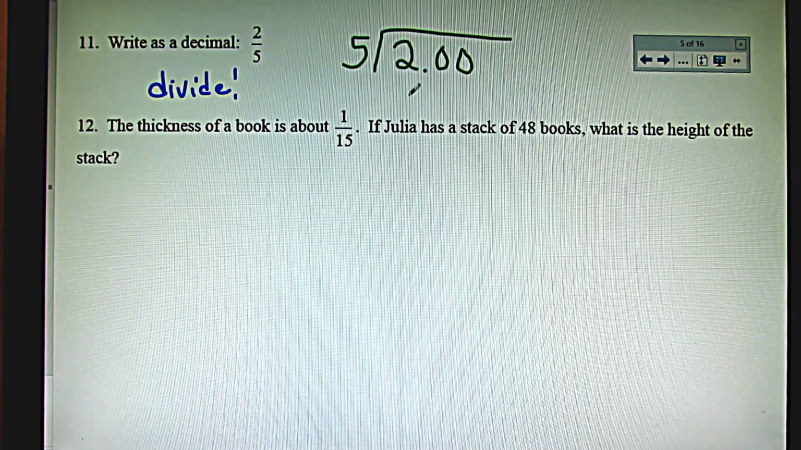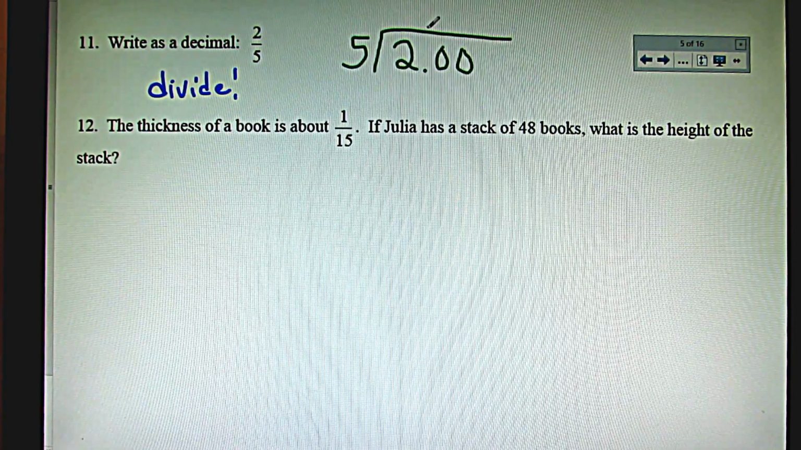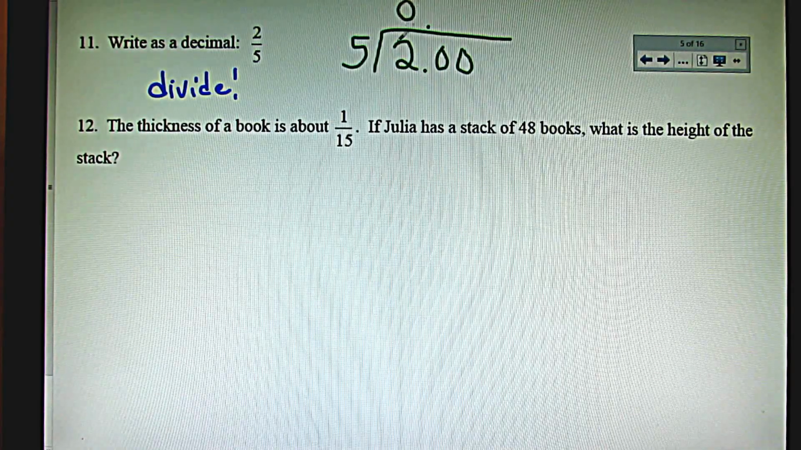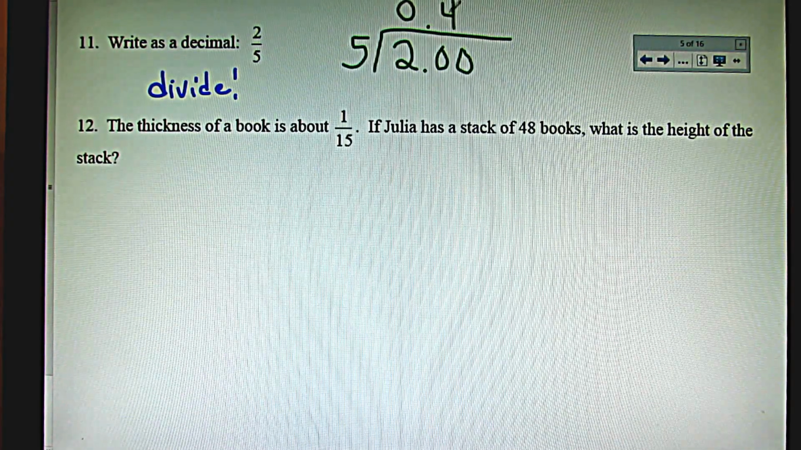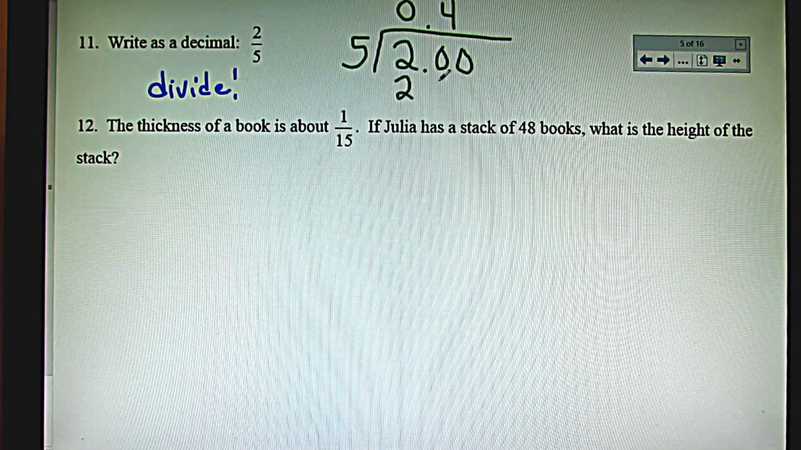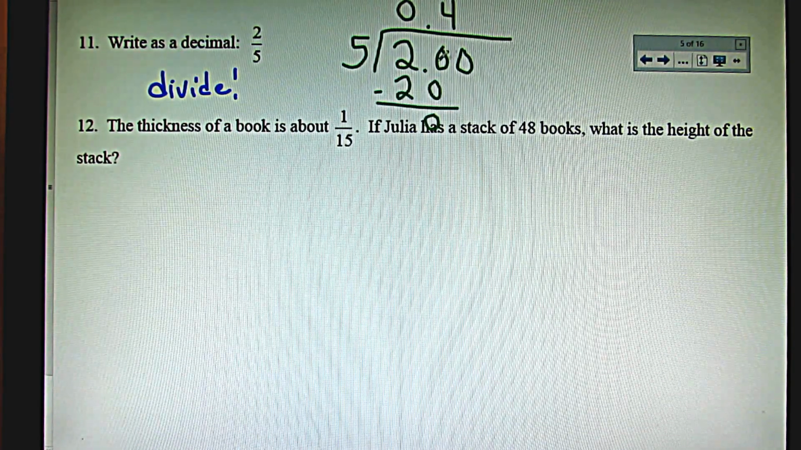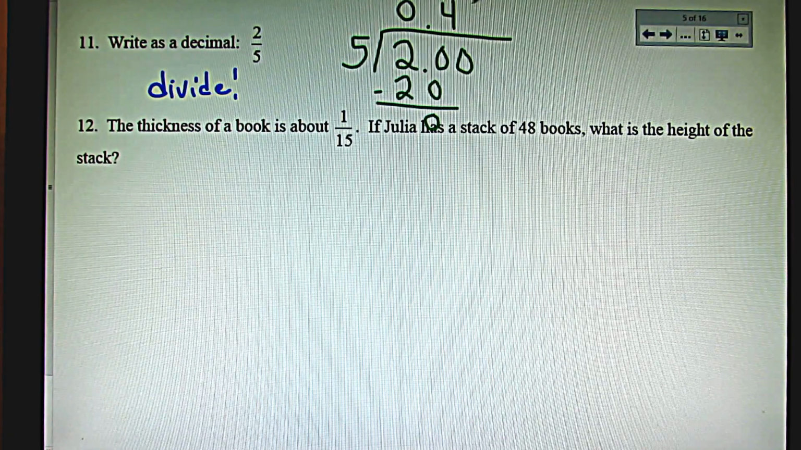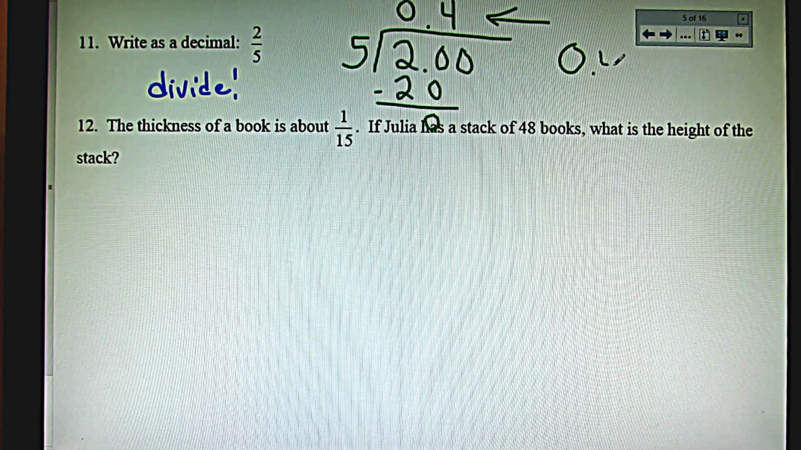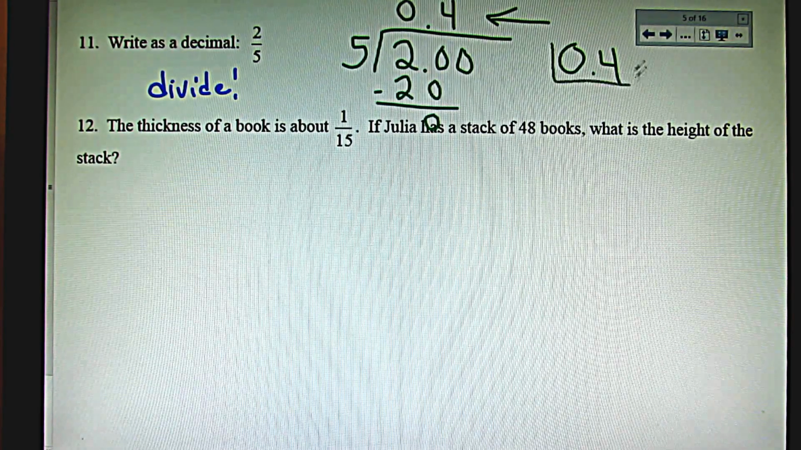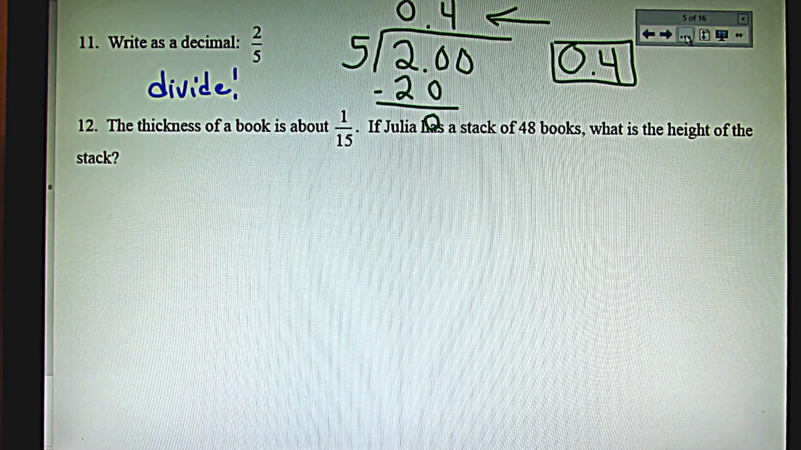Now I'm going to continue my division. 5 can't go into 2. I'll bring my decimal point right up. But 5 can go into 20 4 times, because 4 times 5 is 20. I subtract, I get 0, and I'm done. My final answer is 4/10. Okay, final answer for number 11, 4/10.